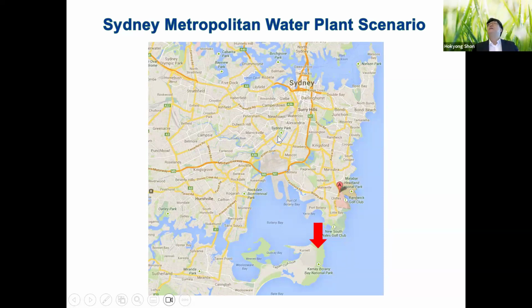At Sydney Park, there is the Sydney water supply system, which combines the Warragamba Dam water and the desalinated water, mixed together and supplied to the Sydney city area. So that's how we are supplying the drinking water.